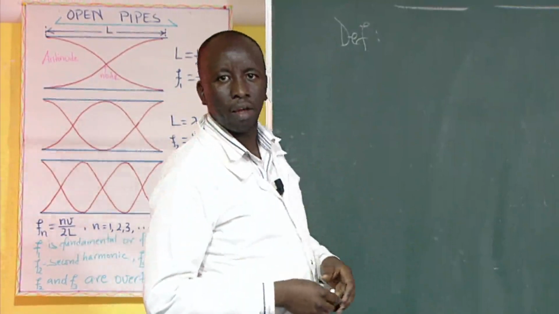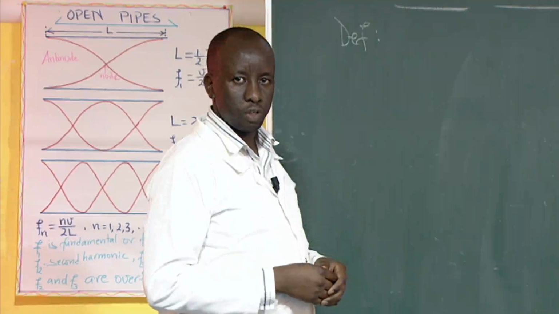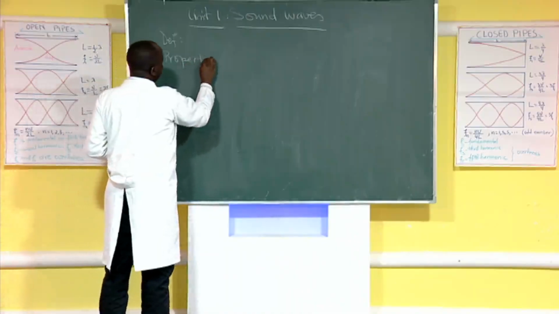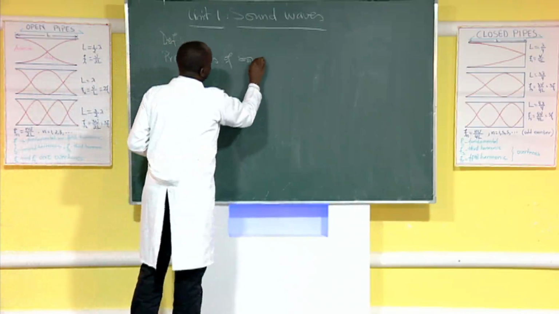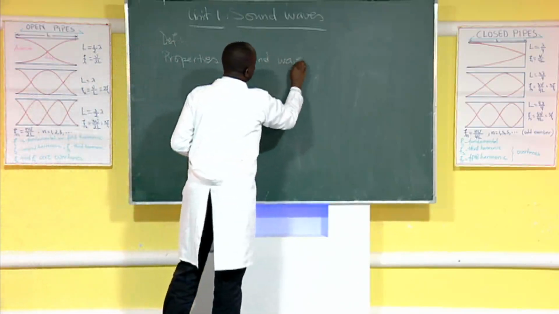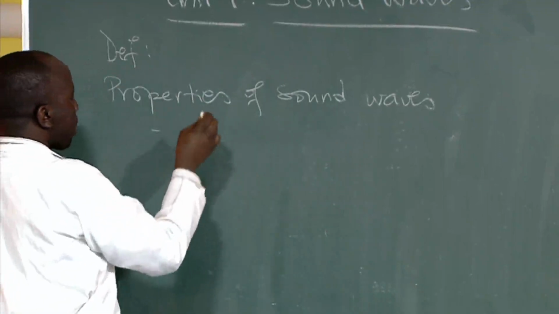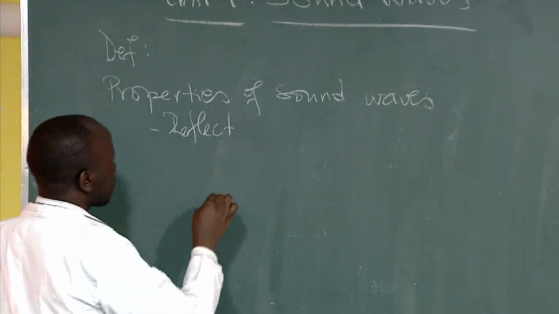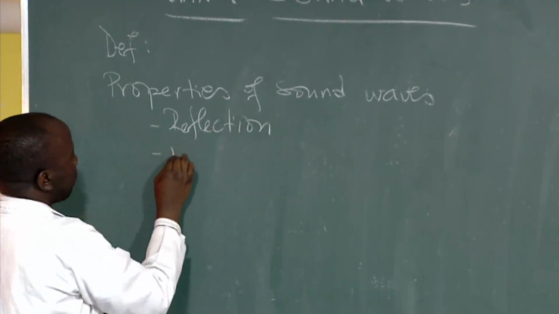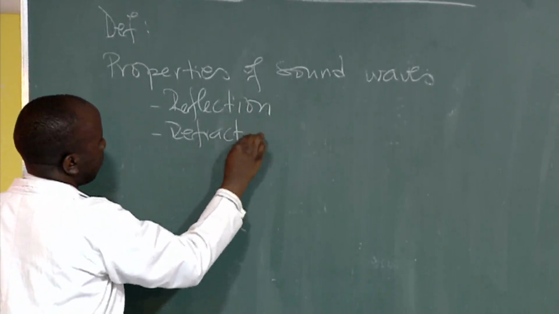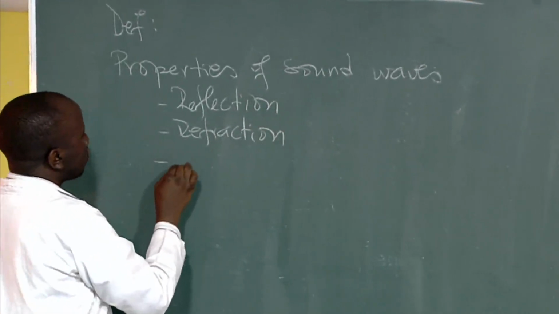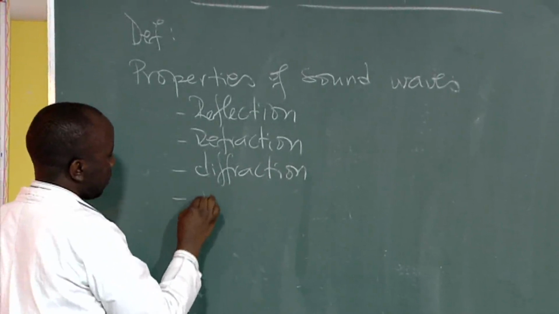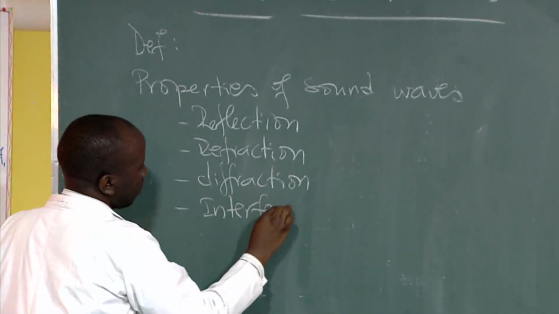Now let's talk about the properties of sound. What are they? Properties of sound waves. So we have said that sound wave can reflect. That is reflection. It can also refract. This is refraction. Can also deflect. This is deflection. And then interference.